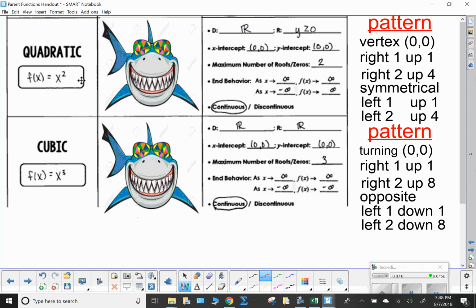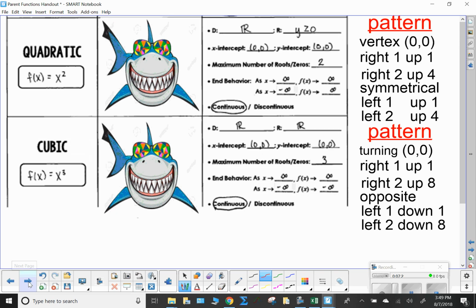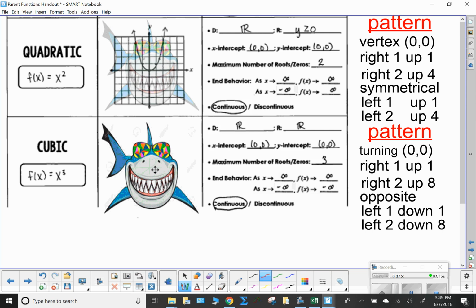Next up, quadratic and cubic. So did I give a pattern back here? Yeah, the pattern, I wrote the pattern off to the left, just so that you would have it. You might want to make note of it on your paper. Here, the quadratic and the cubic.